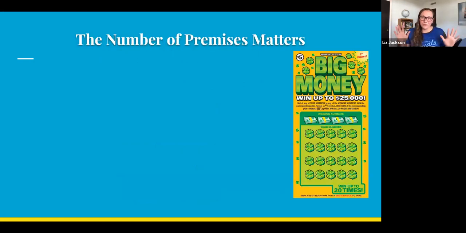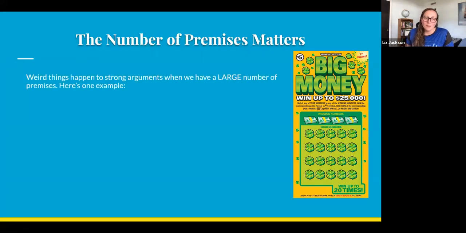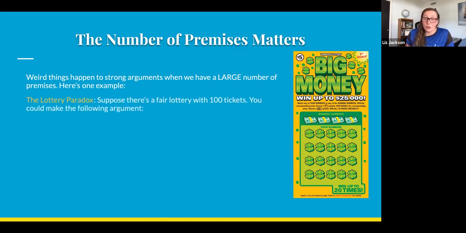Okay, here's a really interesting side note, but I think a really interesting feature of strong arguments. For strong arguments, the number of premises matters. That's because really weird things start to happen when we have a very large number of premises. Here's one example. This is called the lottery paradox, and it's a paradox that philosophers talk about quite a bit. I think it's a really interesting paradox.